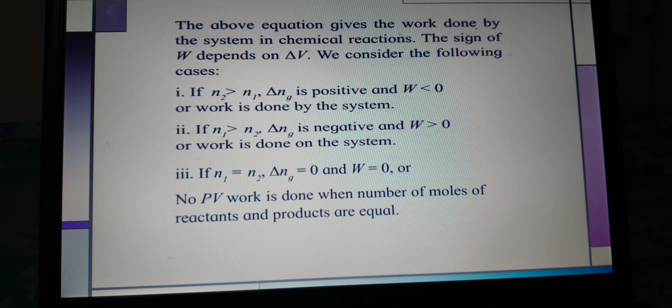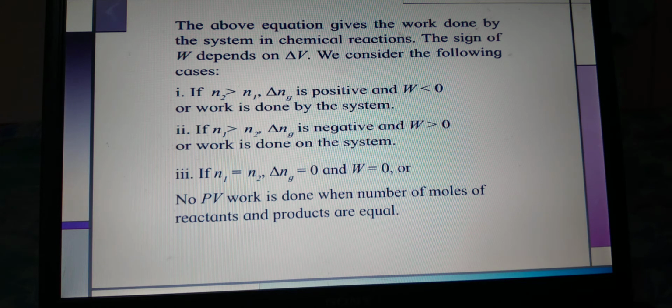Delta n is equal to, of course, 0. If delta n is equal to 0, then w is also 0, and hence we say that no PV work is done when the number of moles of the reactants and products are equal. So this should be remembered: in that equation we get delta H equal to delta U. One important thing to note is that the work term has a significant value only when the number of moles of the gaseous reactants differ from those of the gaseous products, and the volume of the system varies.